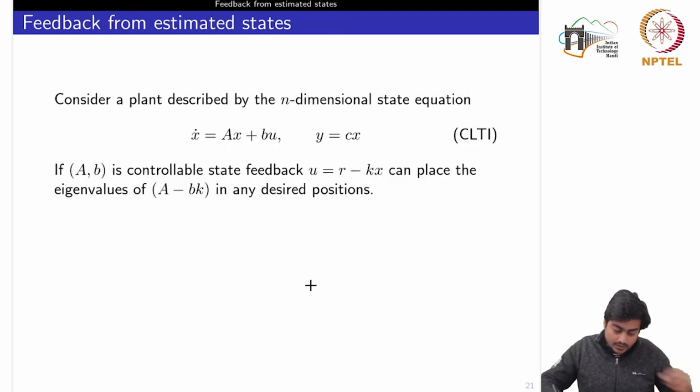Okay, so we shall not go into the proof of this result, which we had seen on numerous occasions. Now we'll move to the next topic, which is about feedback from the estimated states. This was the main issue with which we started our 7th week: that the state x, by using which we want to design the state feedback, is not possible to measure directly.